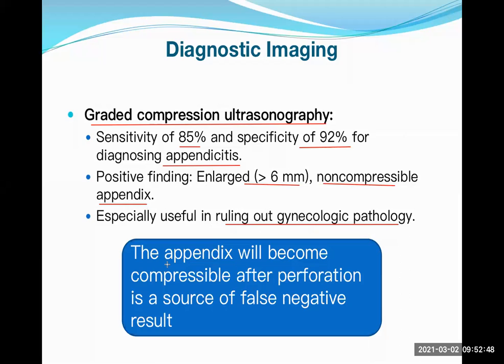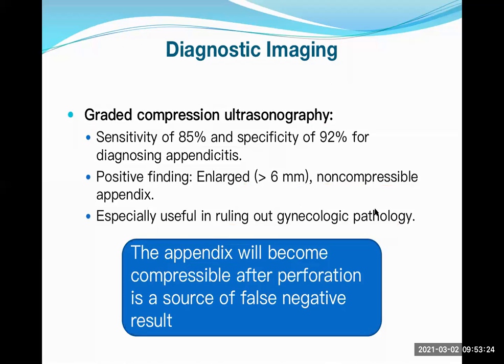So one important point here which we should notice: the appendix becoming compressible after perforation is a source of false negative result. Now why is it compressible? Once again, because whatever amount of content is present inside that appendix has now leaked out. Okay, it is leaking out now. So again, it can be compressible. So this is a false negative result. But during that time, the condition of the patient is a bit sick, a bit worse than before. So this is the way we rule it out.